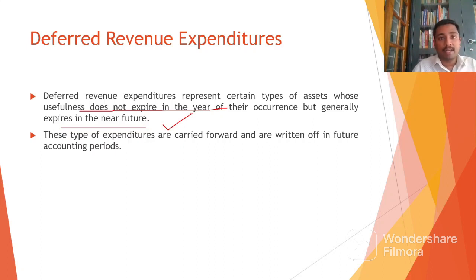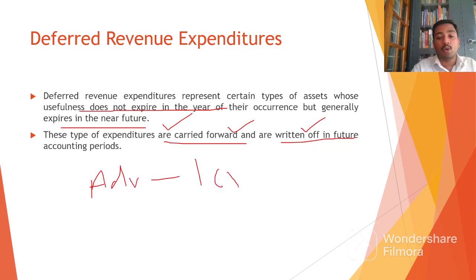We know advertisement expenditures may usually be classified as revenue, but the benefit can be received for a long term period. Such types of expenditures are known as deferred revenue expenditures, and the speciality of deferred revenue expenditure is that it can be carried forward for a long term period, and it is written off also over a long term accounting period. Take an example, advertisement expenditure of 1 crore. If this 1 crore is recorded into the books of account in 1 year, then definitely the balance sheet will be showing a negative figure.